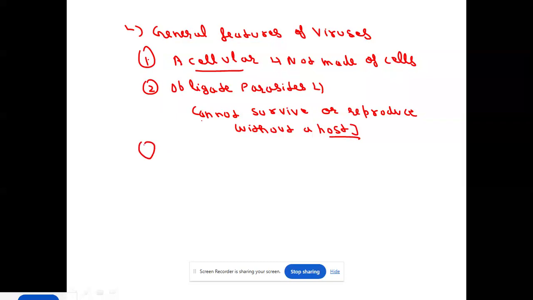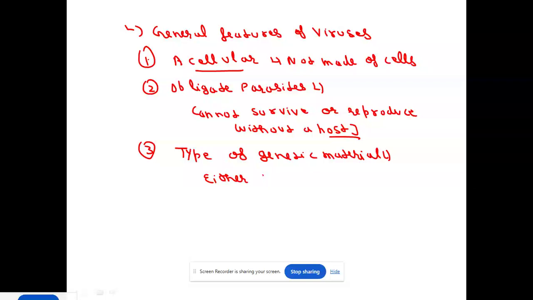The third feature is the type of genetic material. As I already cleared to you, genetic material can be either DNA or RNA, but never both together.